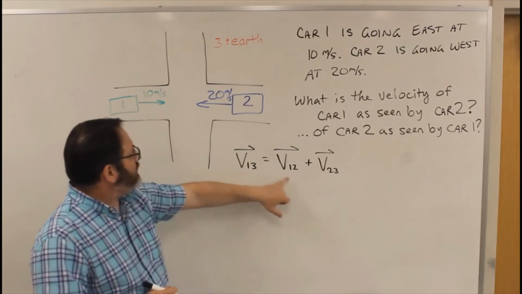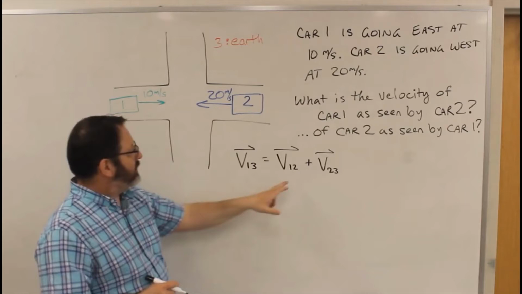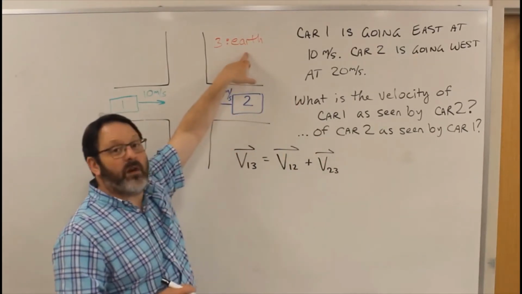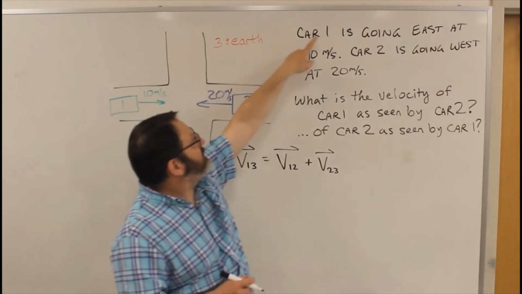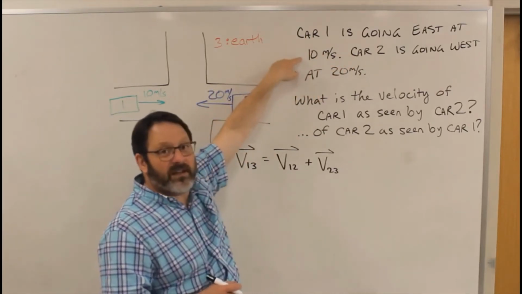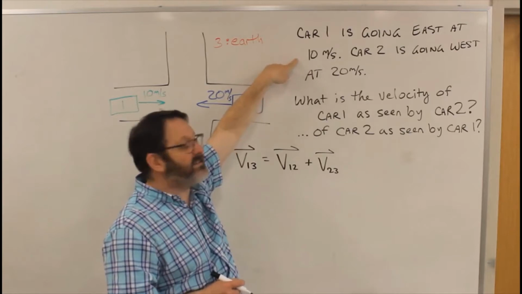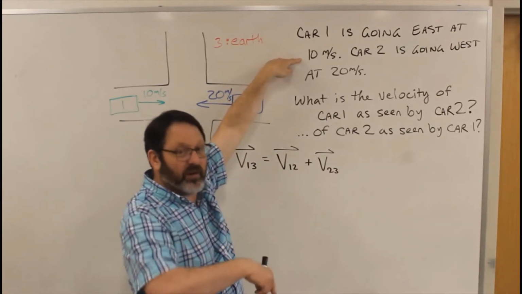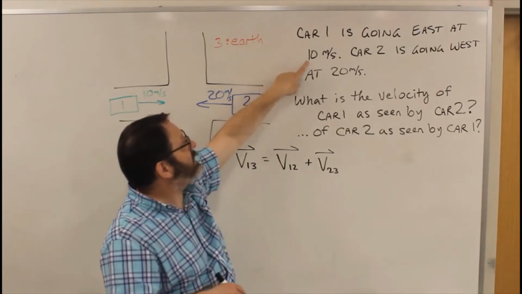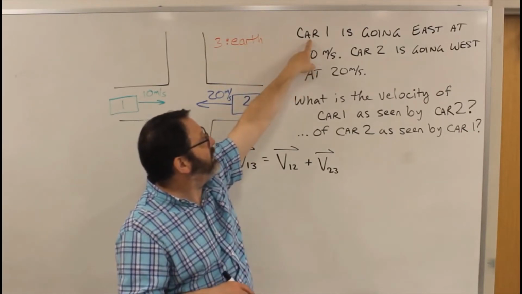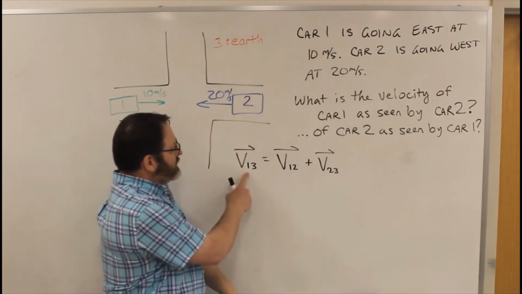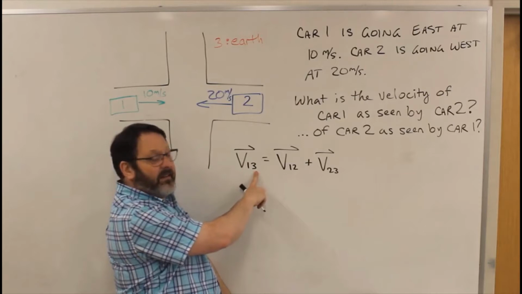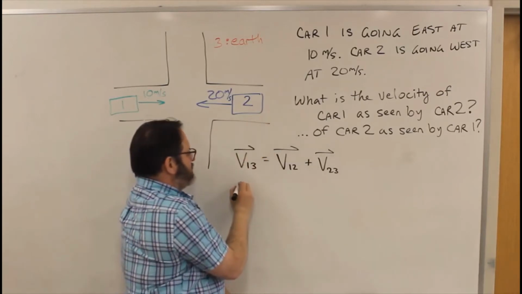We're going to use 1 to represent car 1. We're going to use 2 to represent car 2. And we'll use 3 to represent the Earth. So this going east at 10 meters per second, it doesn't specifically say this in here, but normally what we think of is relative to the Earth's surface. So this is the velocity of car 1 as seen by the Earth. That's what this means. The velocity of thing 1, car 1, as seen by the Earth. So that's 10 meters per second.